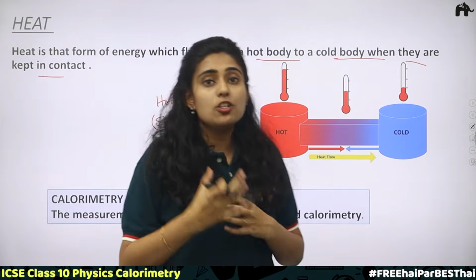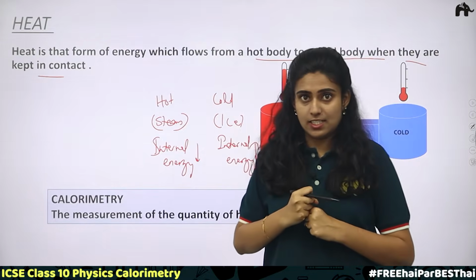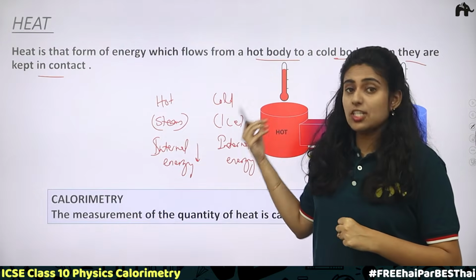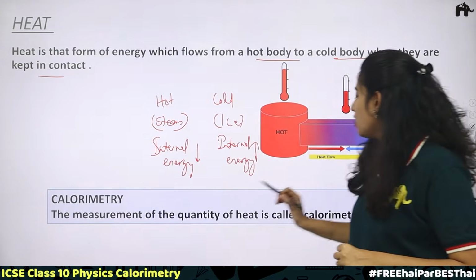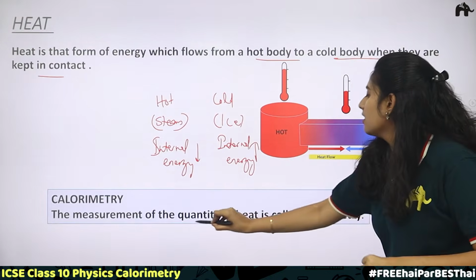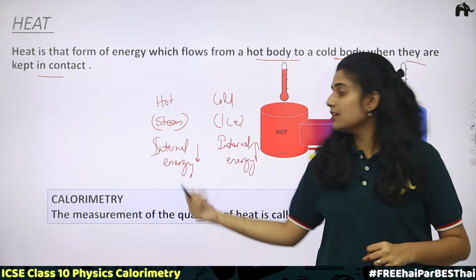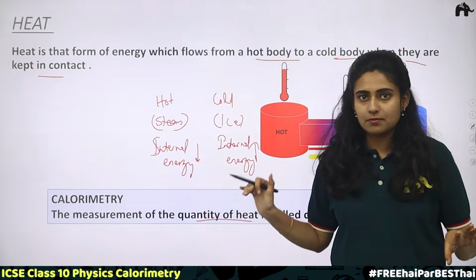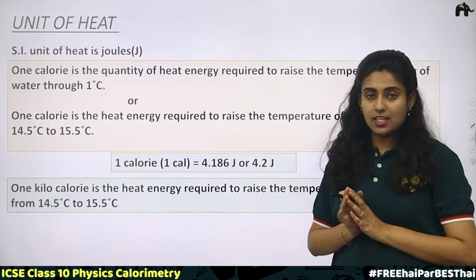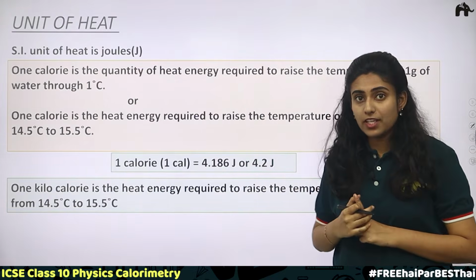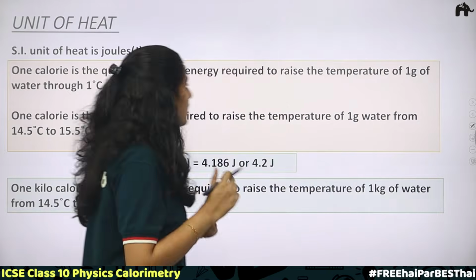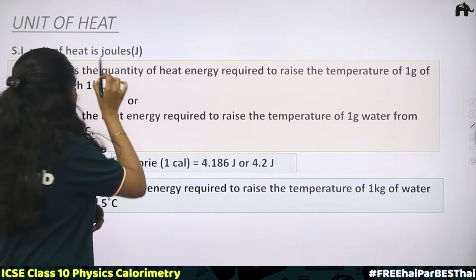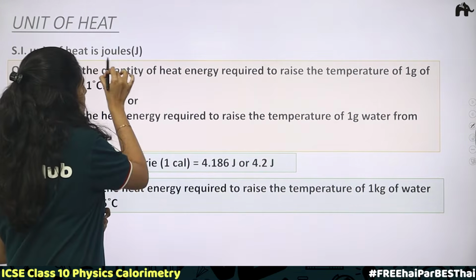Now in order to measure how much heat energy is there, we can measure it using calorimetry. So, calorimetry is the measurement of the quantity of heat. The quantity of heat is measured by calorimetry. Clear? Now, what is the unit of heat? We said heat is a form of energy. We know that the unit of energy is joules. Therefore, the SI unit of heat is also joules.